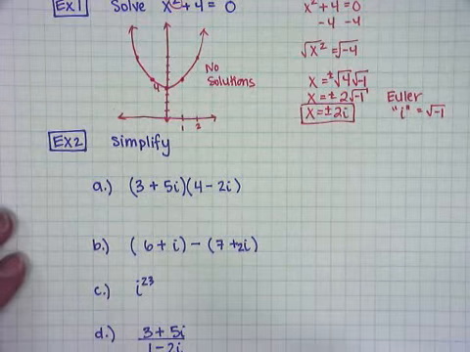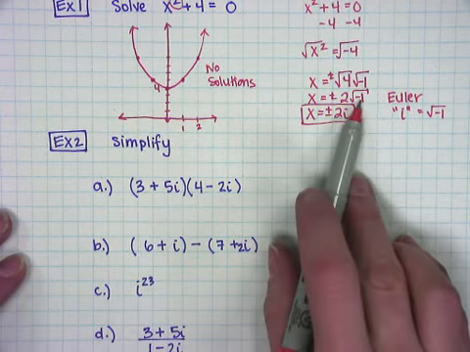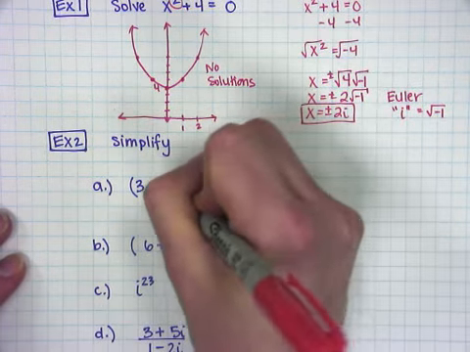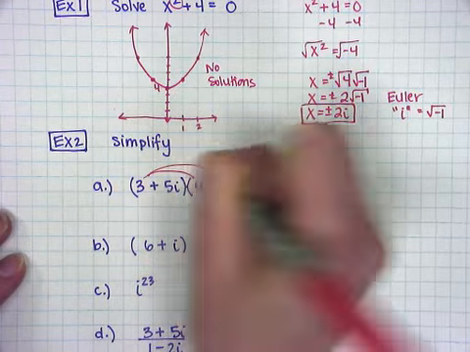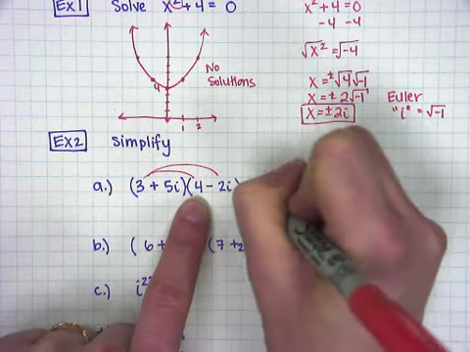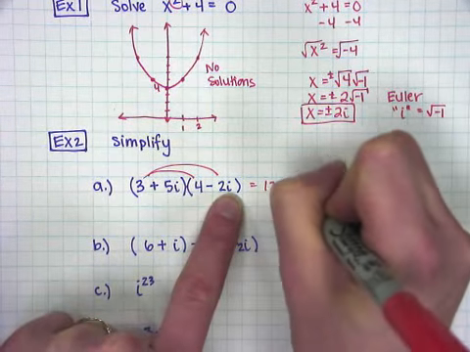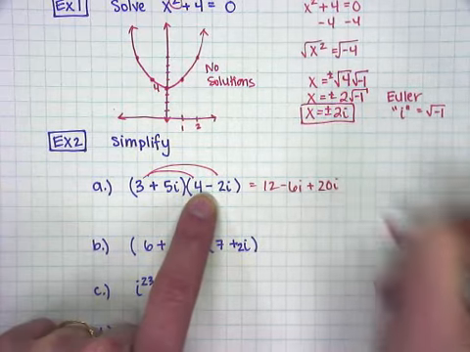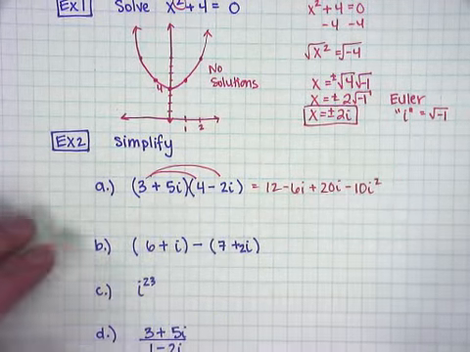Now, what this means is whenever you see an i in a problem, this is really standing in for the square root of negative 1. So for instance, on this problem, if I were to simplify, well, it's multiplication between the two parentheses. So what I think I should probably do is FOIL. 3 times 4 gives me 12. 3 times negative 2i gives me negative 6i. 5i times 4 gives me 20i. And 5i times negative 2i is a negative 10i squared.